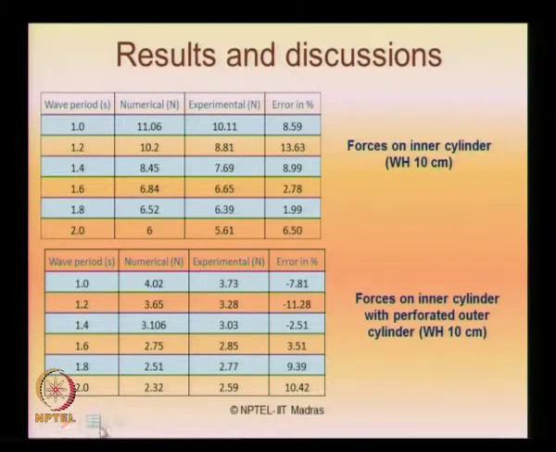wave periods, and you will see how they compare with the numerical value obtained from Star CCM with that of the experimental value measured in the test setup in the laboratory. And the error shown here is the comparison between these two. So it is as high as 13% in the inner cylinder without outer cover on the forces, whereas with outer cover on the forces it is as high as about 11% again.